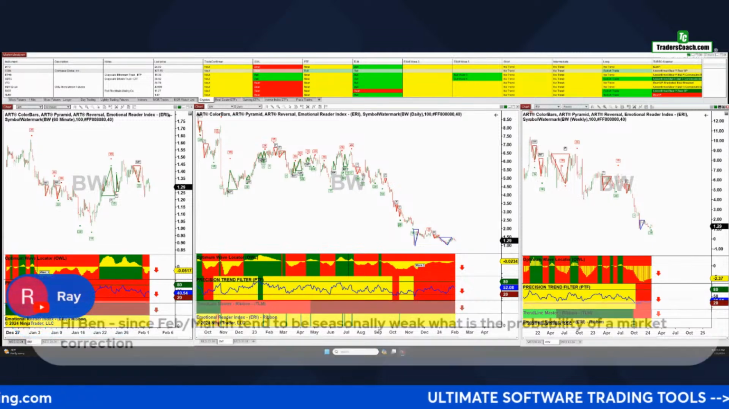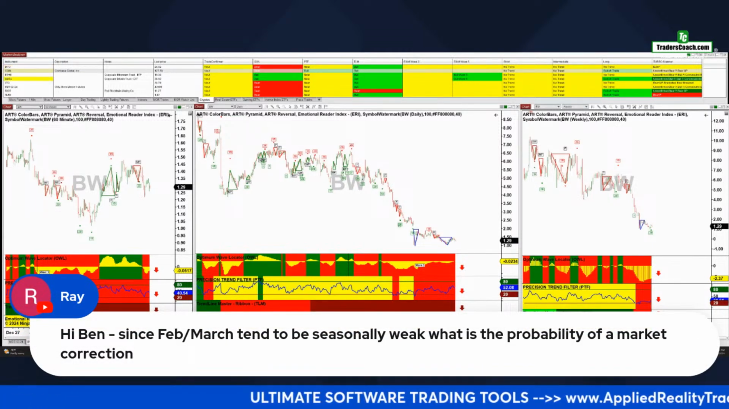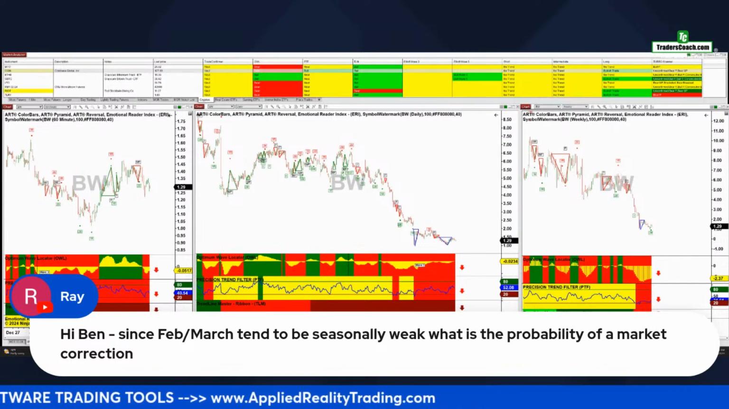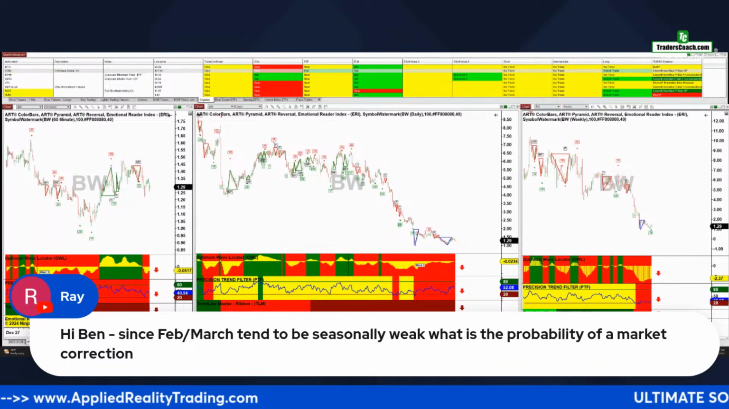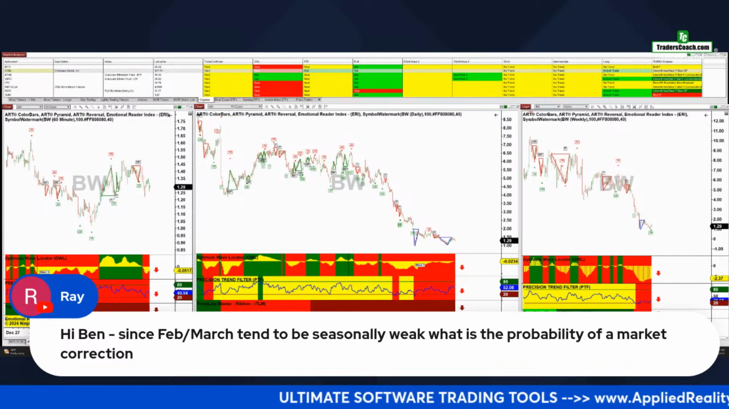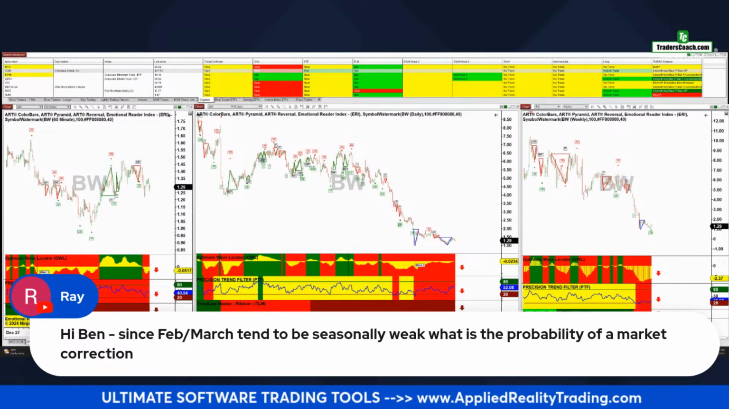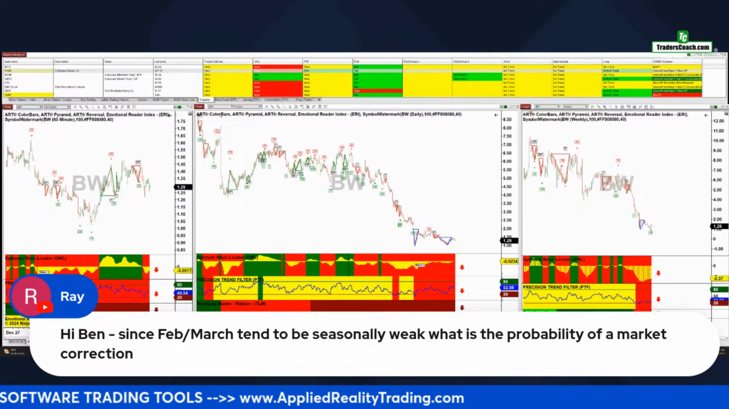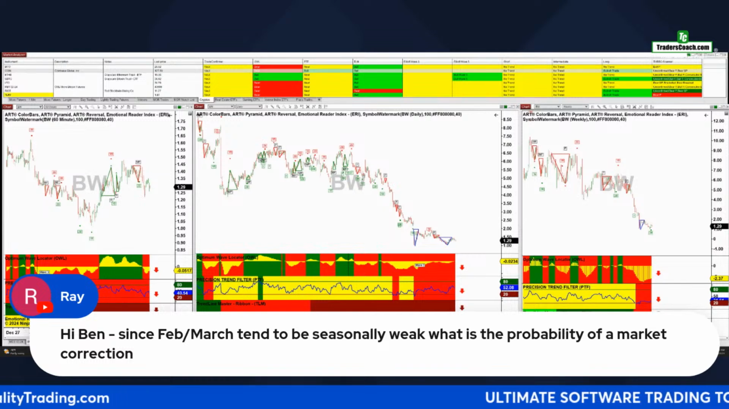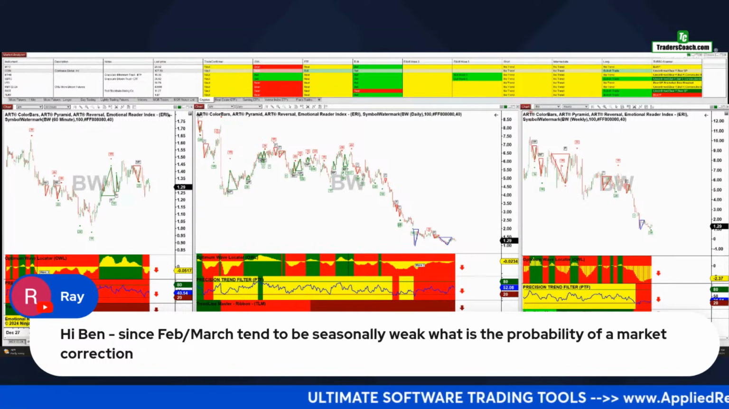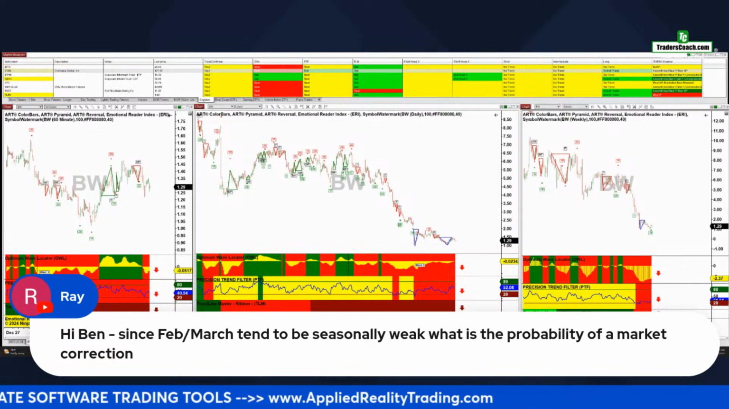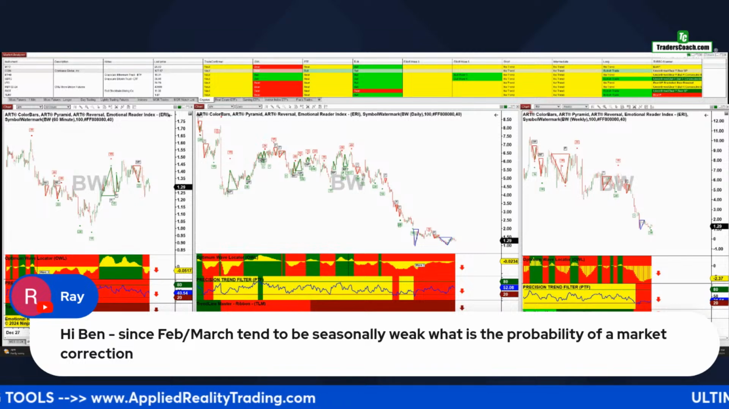All right. Let's see what we got here. Ray's asking a question. Since February, March tend to be seasonally weak, what is the probability of a market correction? Well, I do think, Ray, overall, the markets have run up quite a bit since October, right? I mean, almost any market we look at, it's run up. And look at today. We really haven't found any yet today. We put some on the watch list, but no winners yet. So I think at this particular point, we're probably due for some pullback in the overall market. It's kept inching a little higher over the last several weeks, but I think we could see a decent pullback at some point. At least that's what I'm forecasting.